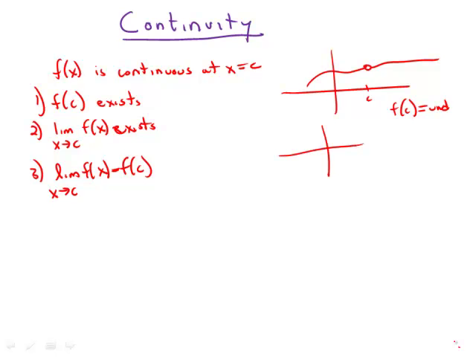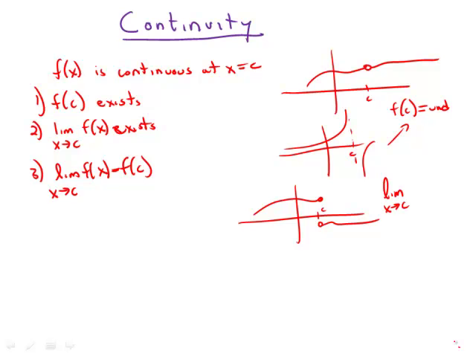Similarly, if you had at c a vertical asymptote, that would also be an example of the function simply not existing. Okay, it may be that the function exists, but the limit doesn't exist. So for example, we could have a jump discontinuity. So the function exists. We can actually plug in and get a value at f of c, but here the limit as x approaches c of f of x is undefined. That doesn't exist. So this is an example of a function that fails the second condition.